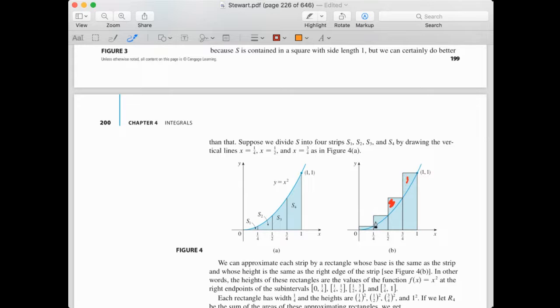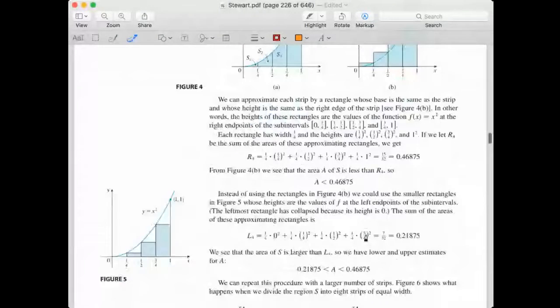This is the extra area, and this is the extra area. This is the extra area. So we can cut into more pieces. We can cut more pieces to be more precise.